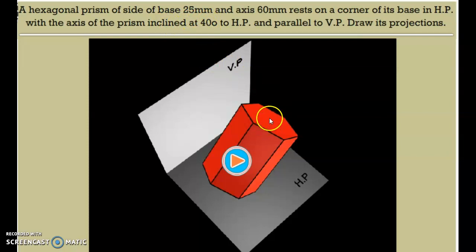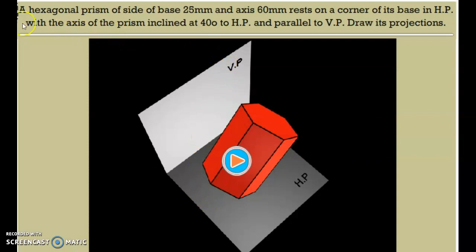40 degree. So the center will be the axis. The axis is inclined at 40 degree. So the base is not inclined, only the axis is inclined at 40 degree. Okay, so when the axis is inclined to 40 degree, it is also parallel to VP. So the center is the axis, it will be parallel to VP and it will be inclined to HP.